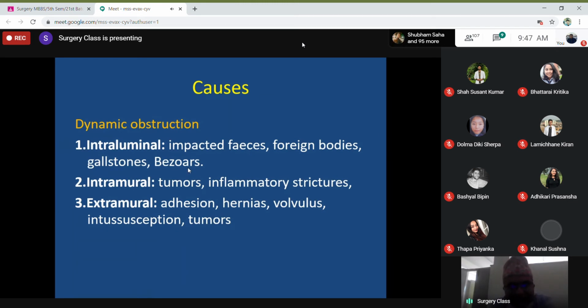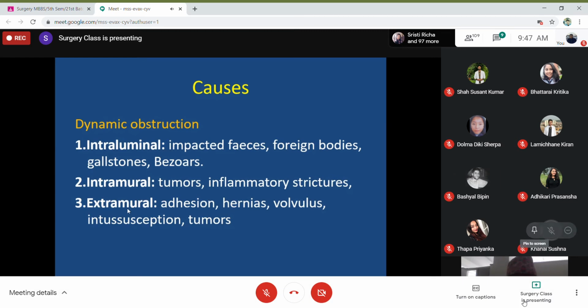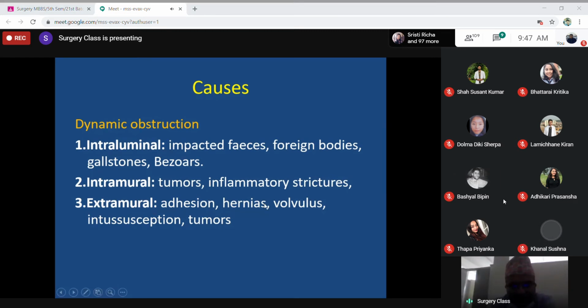obstructive objects which are ingested by the patient and they gradually enlarge because of the addition of undigested particles, like hairs or undigested plant products. These form big mechanical bodies which cause obstruction. Though they are rare, we can encounter those conditions as well. Intramural means within the wall, so it could be tumors or inflammation. And the extramural causes like adhesions are more common, and volvulus.